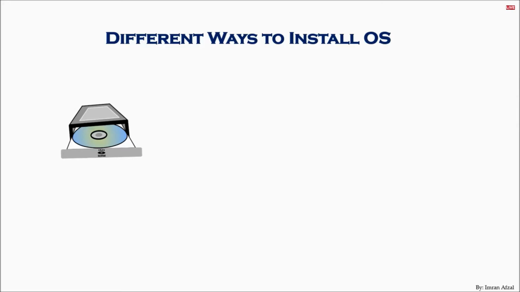So the first one is you pop the tray out of your computer, whether it's a server or laptop or workstation. You pop the CD-ROM drive out, insert the CD in, and then boot from CD. Now this is the most common way, and once the CD is inserted, the installation program begins.